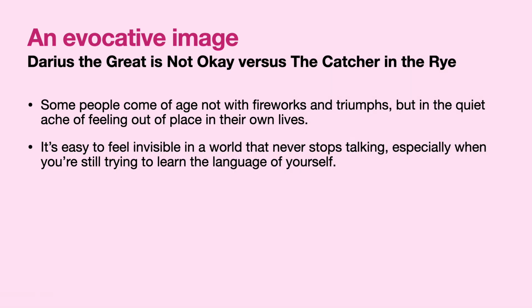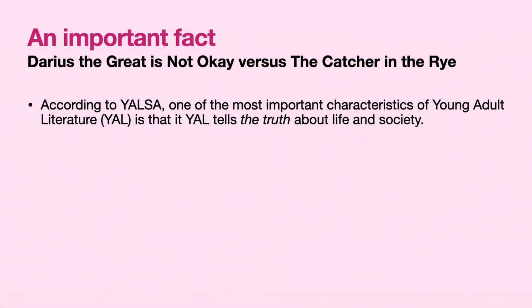The last one that we have with the hook is an important fact. This is a fact that you may know about the novel or about the genre. And in this case, it's about the genre. This one is according to YALSA, which is the American Library Association. One of the most important characteristics of young adult literature is that YAL tells the truth.